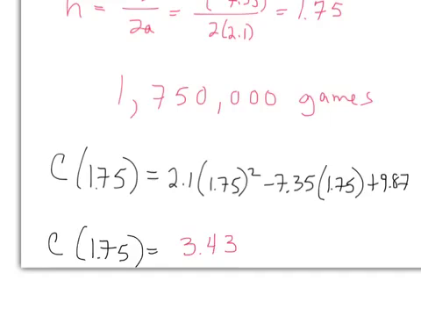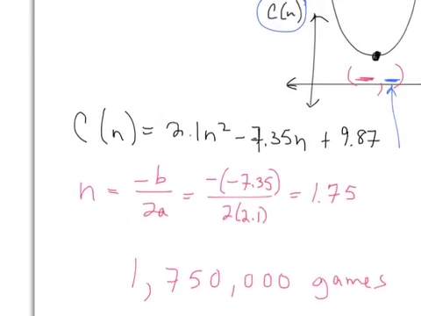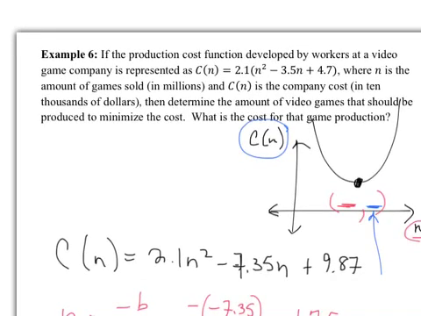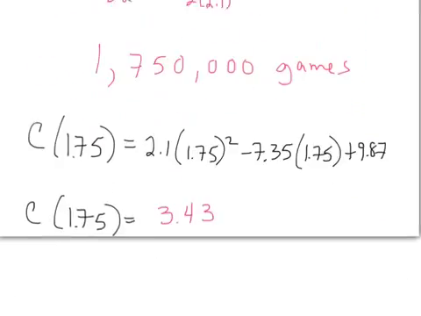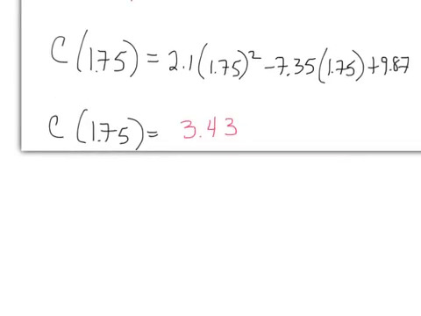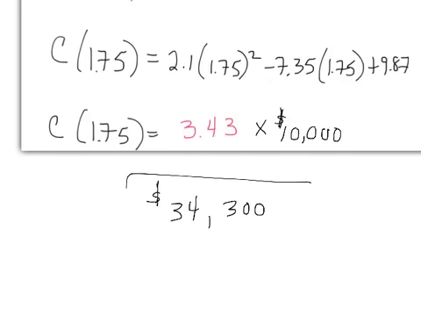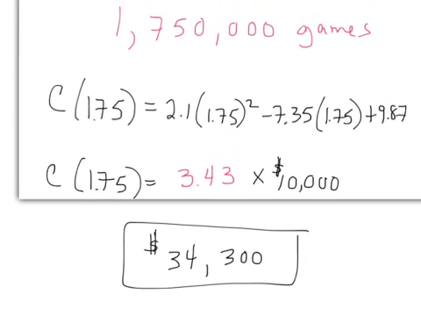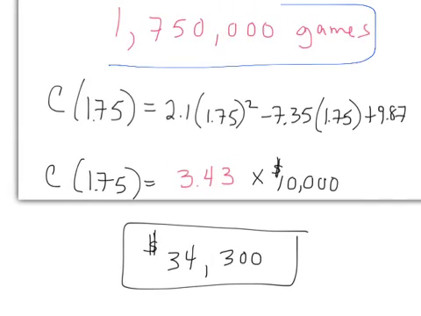Now, but the cost, go back to the problem. The cost was in what? Tens of thousands. Go back up, look here. In $10,000s of dollars. So we have to multiply this by $10,000. So it's really 3 of these 10,000s, which is 30,000 really, and then 4, 3, 0, 0. That's actually not bad. That'd be a pretty minimum cost.